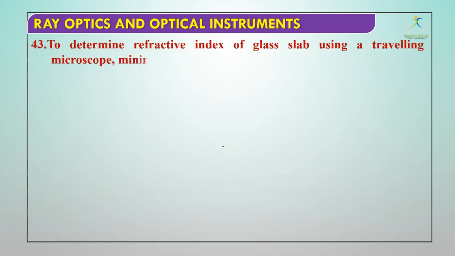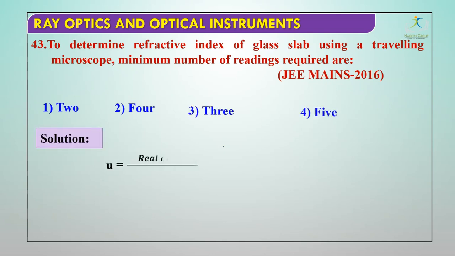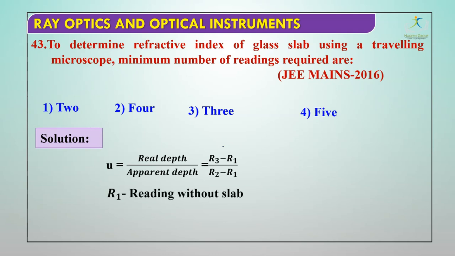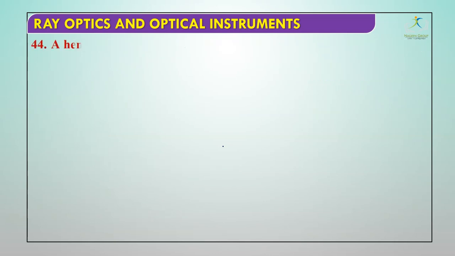To determine the refractive index of a glass slab using a traveling microscope, the minimum number of readings required is 2, 4, 3, or 5. The value of mu is real depth by apparent depth, which is R3 minus R1 by R2 minus R1: reading without slab, reading with slab, reading with the sawdust on the slab. Because of that, the correct answer is 3.